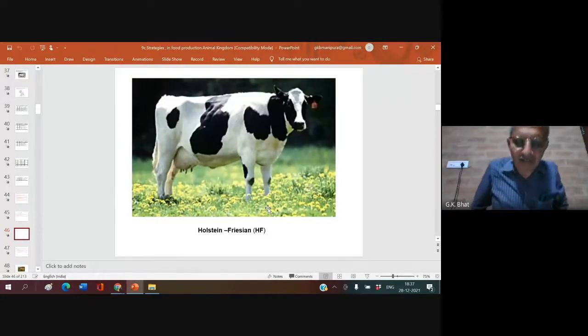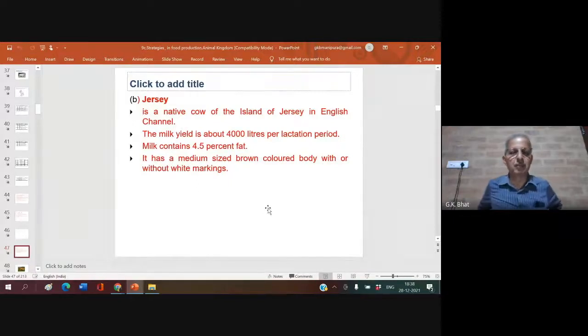And there are plenty. This is the breed which is known to yield the highest milk. Okay, first impression, Jersey, Prithvi, your cow. It is a native cow of the island of Jersey in England, English Channel. The milk yield is about 4,000 liters per lactation period. Milk contains 4.5% fat. So even if the milk yield is less, the fat yield is more. People therefore put a little bit of water and make it 4,000 to 6,000 liters. It has a medium-sized brown-colored body with or without white marking.